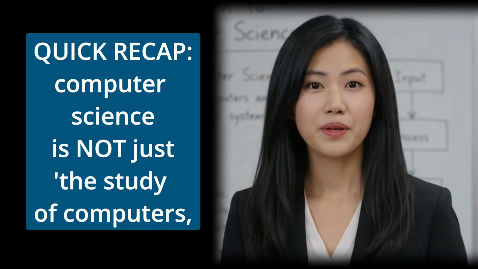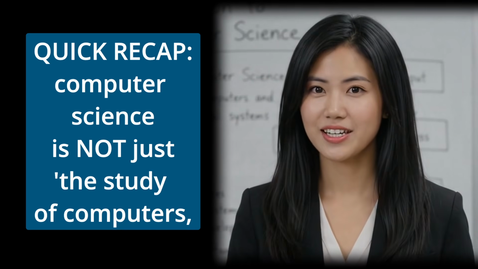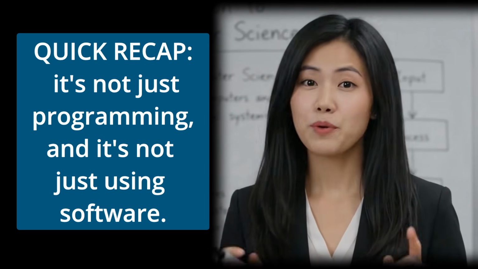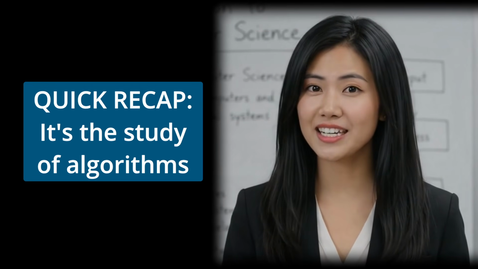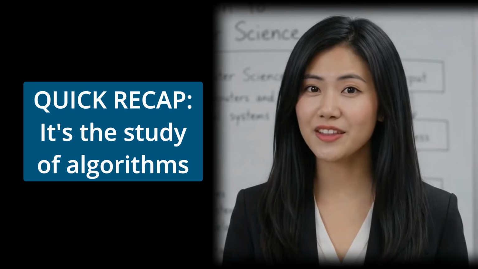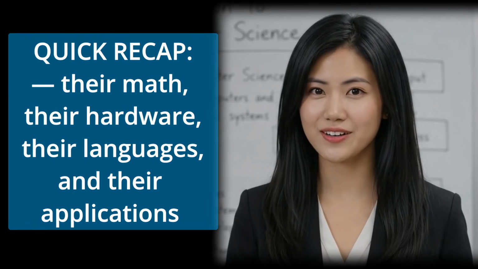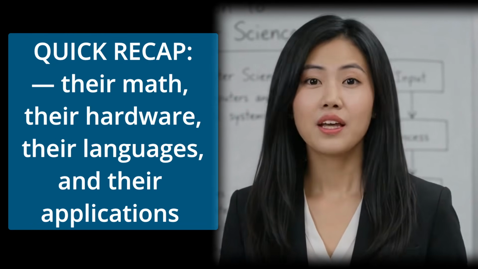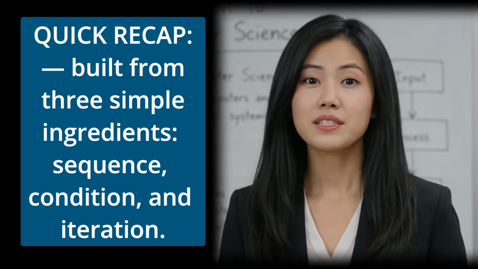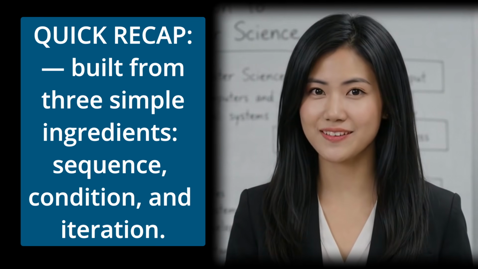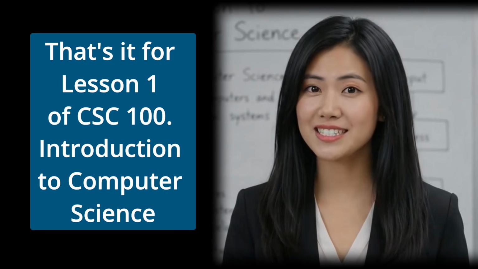So, quick recap. Computer science is not just the study of computers, it's not just programming, and it's not just using software. It's the study of algorithms, their math, their hardware, their languages, and their applications built from 3 simple ingredients: sequence, condition, and iteration. That's it for Lesson 1 of CSC 100 Introduction to Computer Science.